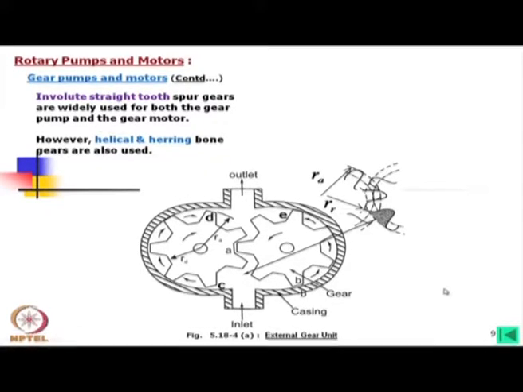Now, I have already told that the common one is the straight tooth spur gear, but helical teeth are also used for gear pumps. This is a single word, herringbone. Herringbone gear, you know what is herringbone? You know double helical gears. So, herringbone gears are double helical gears, but at the middle they are connected. So, herringbone gears are used, but you will find the most common are straight tooth spur gears.